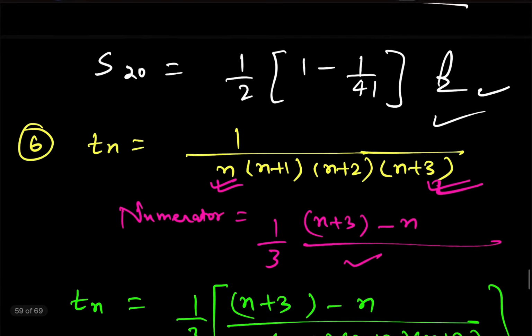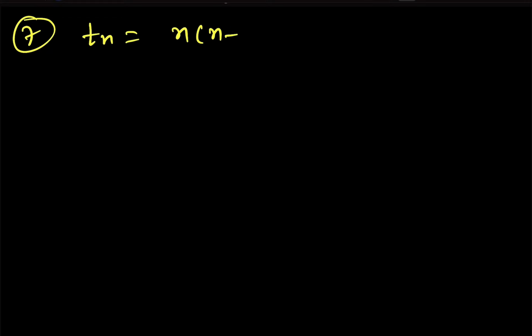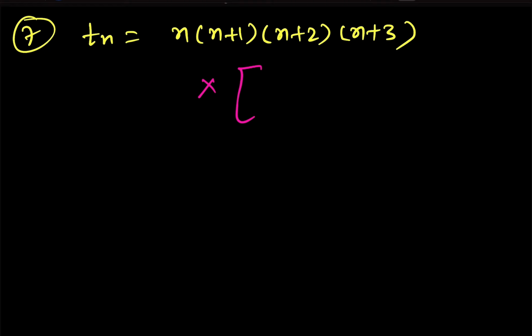So we have seen the 6 different types of summation. Let's end our topic with the final summation type, the 7th type. Suppose Tn in the numerator is n into n plus 1 into n plus 2 into n plus 3. Here you have to multiply it with the next term after n plus 3, which is n plus 4, and from this you have to subtract the previous term of n, which is n minus 1.